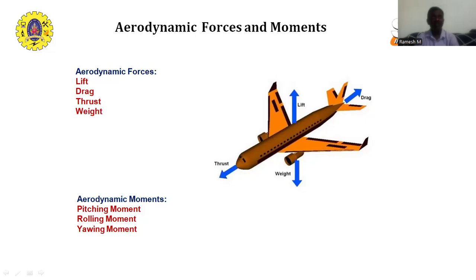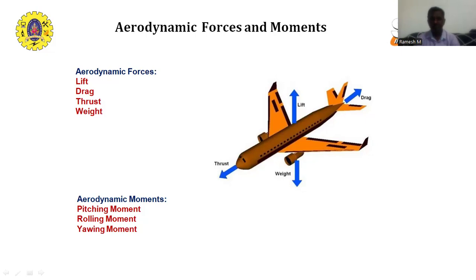Then aerodynamic moments. So we have three moments. That is pitching moment, rolling moment, and yawing moment. These moments are controlled by primary control surfaces, and they are very important surfaces attached to the aircraft body, which control the moments of the aircraft. The aileron is a primary control surface, which is responsible for the rolling moment.